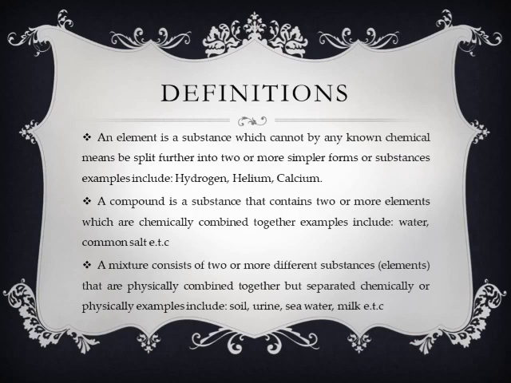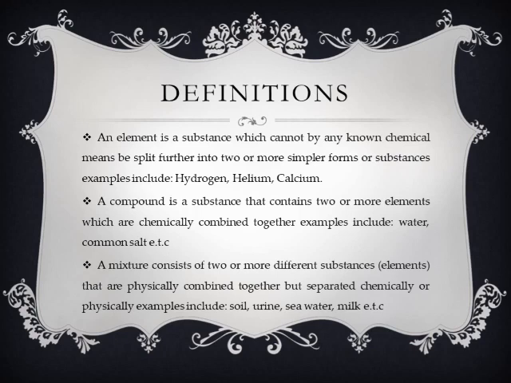Now, a compound is a substance that contains two or more elements which are chemically combined together. Examples include water, common salt, etc. Your water contains hydrogen and oxygen, which are two different elements. Your common salt, which we use in cooking, the scientific name of which is sodium chloride, contains sodium and chlorine.